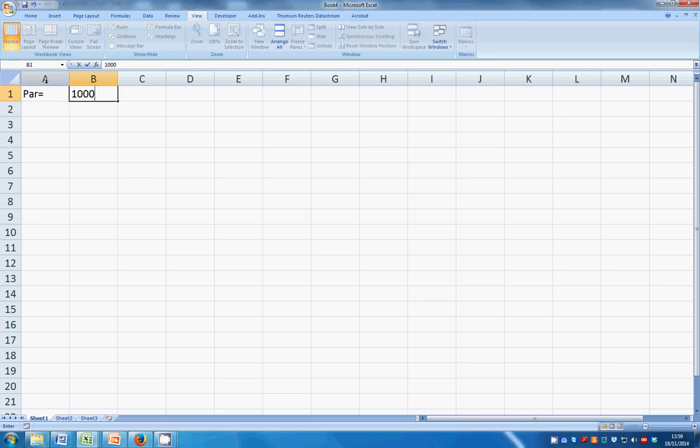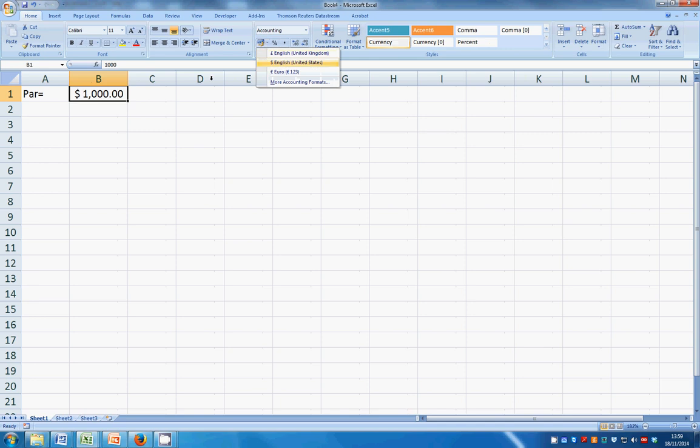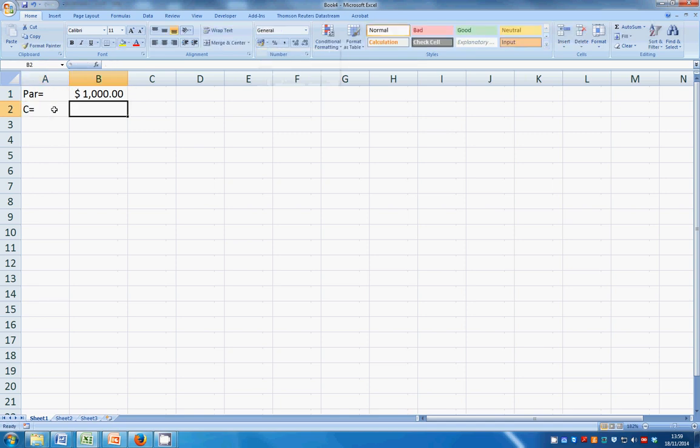So I have a bond with a par value of $1,000. We're told that its coupon is equal to 5%. We're told that its maturity is equal to 5 years. And we're trying to find the yield to maturity. This is what we're trying to find. But we're told the price. We're told the price is $900.